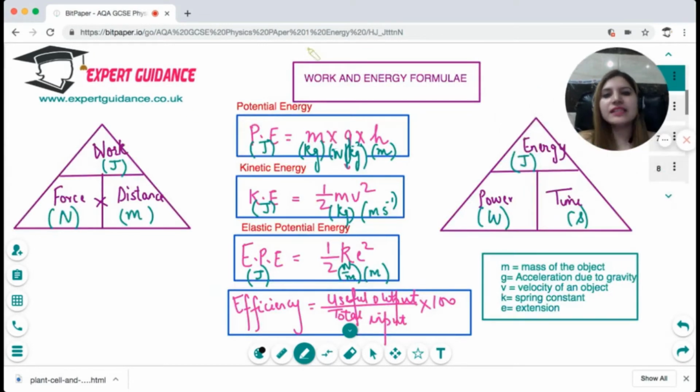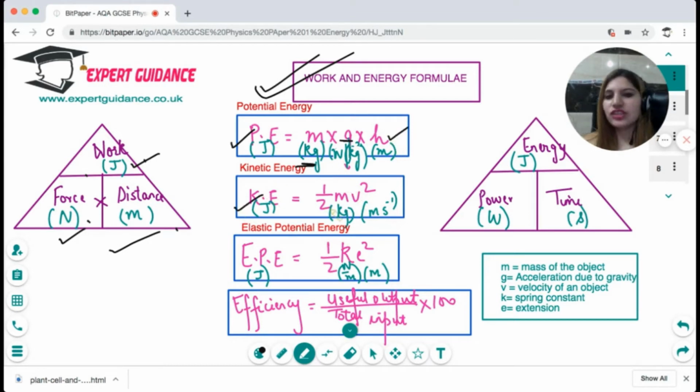Now, these are the very important work and energy formulas which you need to remember along with the units. It's very, very important. First is work done. Work done is force times distance. Work is measured in joules, force is in newtons, distance is in meters. Then potential energy, in joules, is mgh. m is the mass of the object, and remember, it has to be in kilograms. g is the acceleration due to gravity, which is 10, and h is the height.